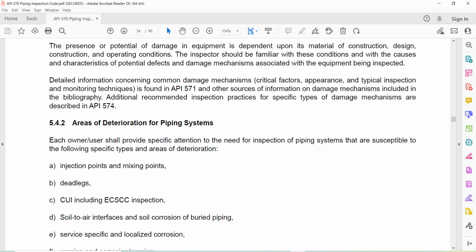Detailed information concerning damage mechanisms, critical factors, appearances, and typical inspection and monitoring programs are found in API 571. Other sources of information on damage mechanisms include the bibliography. Additional recommended inspection practices for specific types of damage mechanisms are described in API 574.